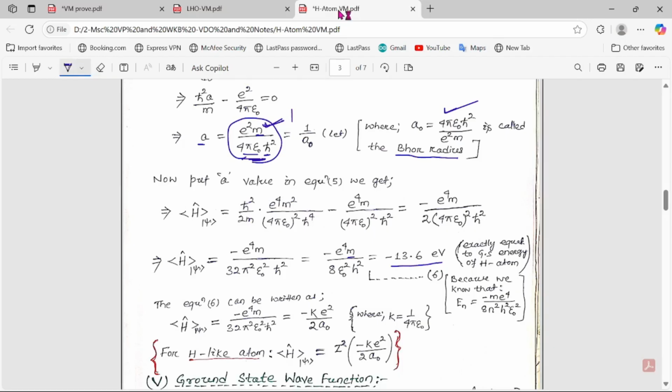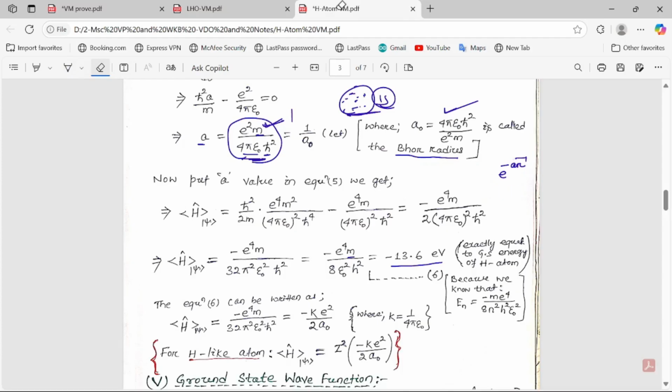That means the method is correct, and the trial wave function whatever we have considered, c e to the minus a r, is the perfectly accepted wave function for the dynamics of the electron at the ground state. So if the electron is in the ground state, the 1s state, then that can be represented perfectly by this particular eigen state or wave function.